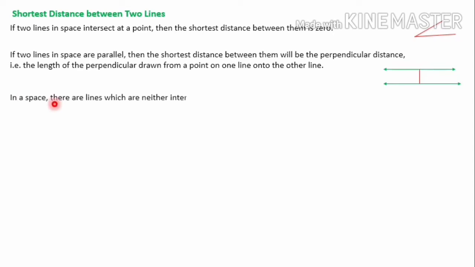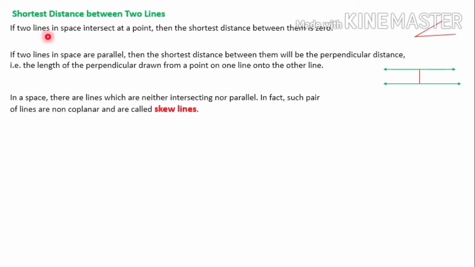And in space, there are lines which are neither intersecting nor parallel. In the previous classes or the smaller classes, we have learned about only two types of lines. One is intersecting lines, another one is parallel lines. Here the third type is coming. There are lines which are neither intersecting nor parallel. In fact, such pairs of lines are non-coplanar. They are not in the same plane and are called skew lines. The lines which are neither intersecting nor parallel are called skew lines.